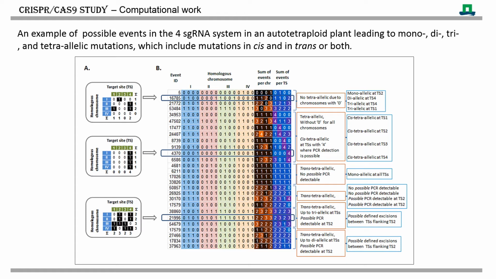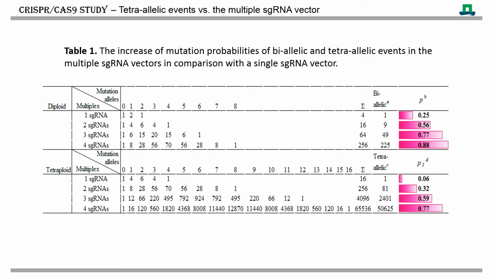In this way, total event combinations can be calculated depending on different numbers of sgRNAs and ploidy. Mono-, di-, tri-, and tetra-allelic mutations can occur, and they include mutations in cis and in trans, or both. Also, among mutations, there would be events with defined excisions between target sites. As you see in the table, the theoretical probability of tetra-allelic events increases from 6% for a single sgRNA to 77% for the 4-sgRNA system. These tetra-allelic events include cis-tetra-allelism at the same target sites and trans-tetra-allelism between different target sites.